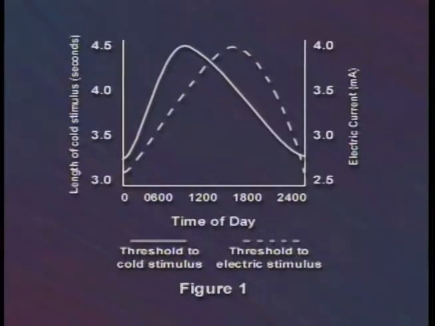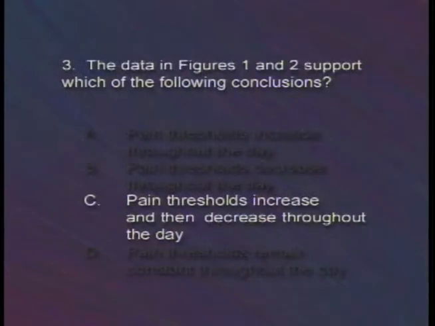Option C seems to be more accurate. Pain thresholds do increase and then decrease throughout the day, and this applies to both Figure 1 and Figure 2. Option D doesn't work. The graphs do not indicate that thresholds remain constant. Thus, the correct answer is C.